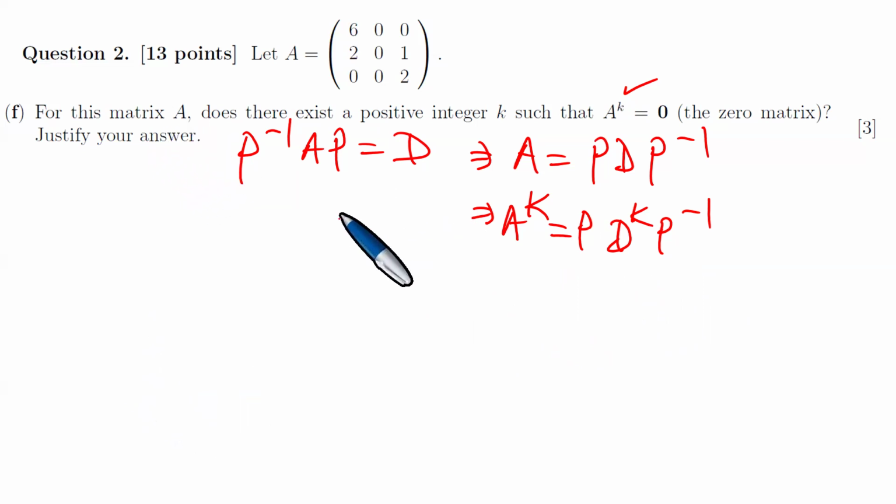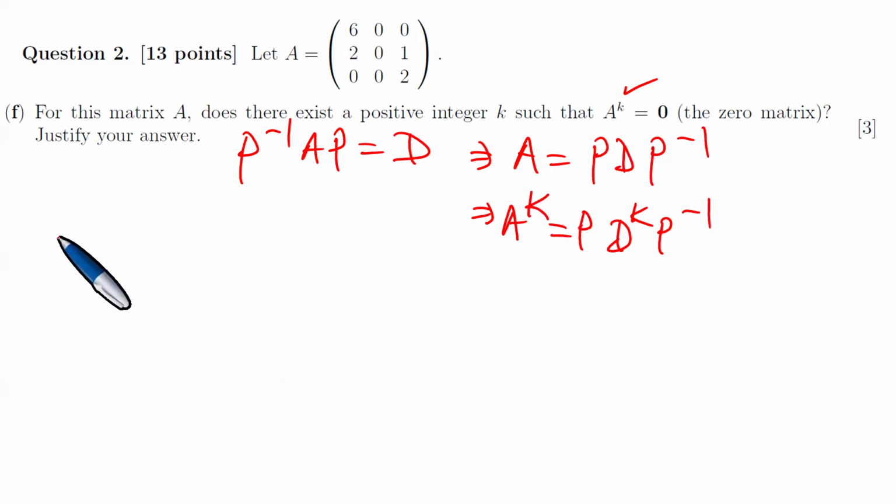Because of that, does there exist a positive integer such that a to the power k is 0? The argument would have to be that we calculate this matrix and show that it cannot be 0. If we assume that a to the power k is equal to this and force it to be 0, we can argue that it is impossible. It leads to a contradiction, and that is the argument we're going to make.